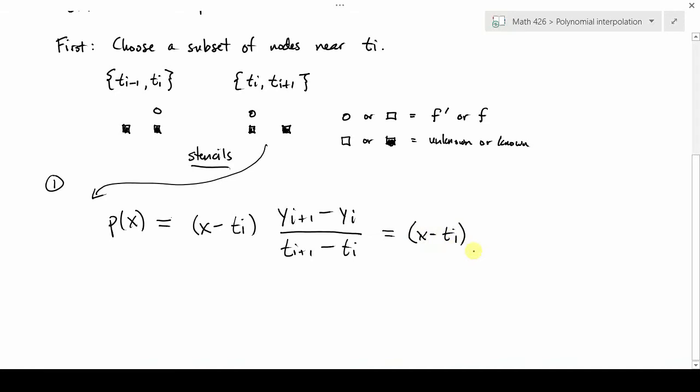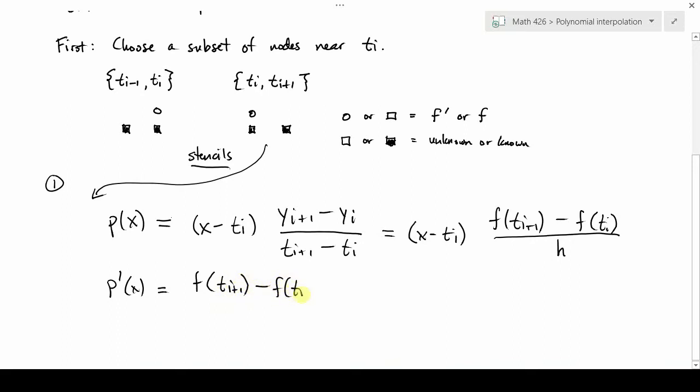Okay, so we can plug in what's known in that ratio. This is just f of t sub i plus 1. This is f of t sub i, and the denominator is just h. Okay, now I differentiate. It's a linear function, so I just get the slope. All right, and the derivative is actually a constant, so that means that p prime of t sub i is just that constant.